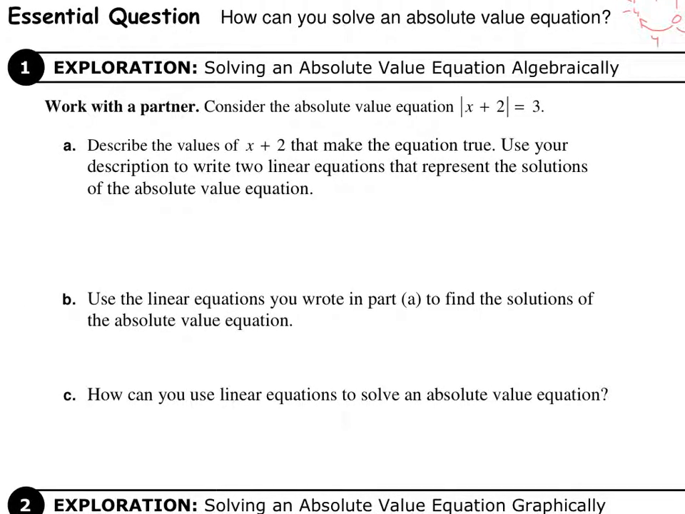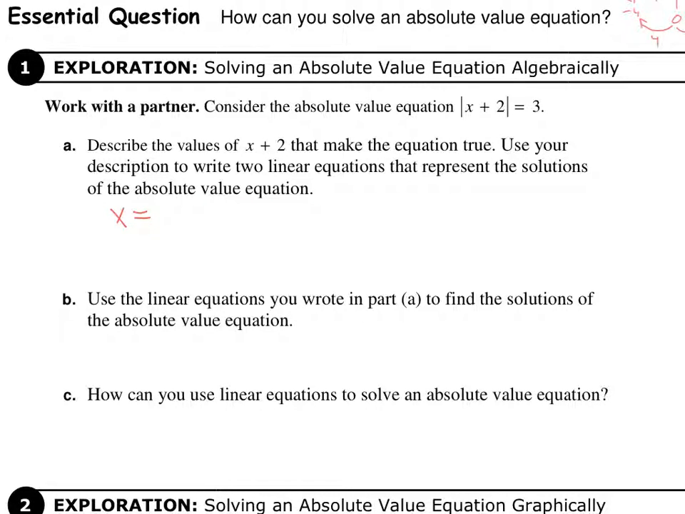Here we have an equation that says the absolute value of x plus 2 equals 3. We have to ask ourselves, what could this be worth inside the absolute value that would make this 3? Well, if x plus 2 equaled 3, that would be a true statement. What else could x plus 2 be equal to? Hopefully you're thinking negative 3. So we're going to write two equations here. Either x plus 2 could equal 3.